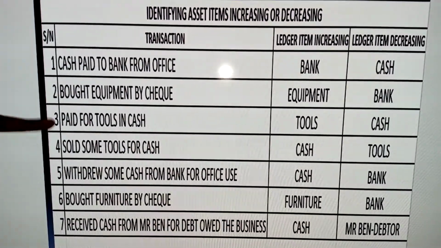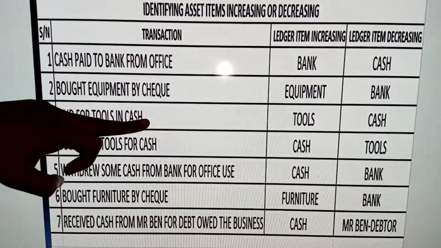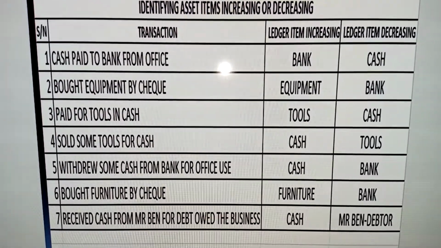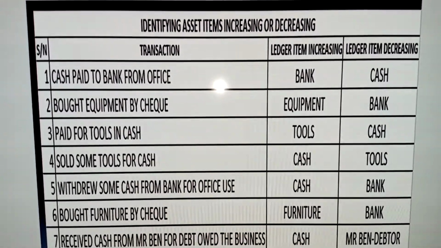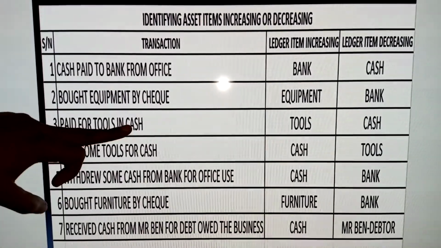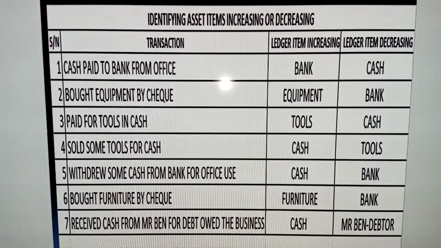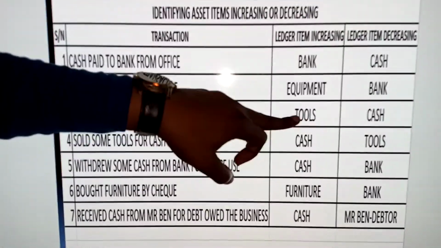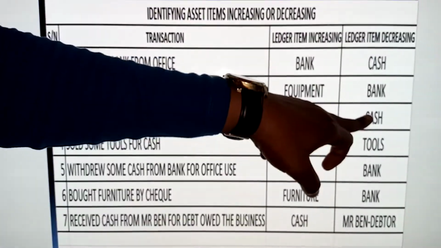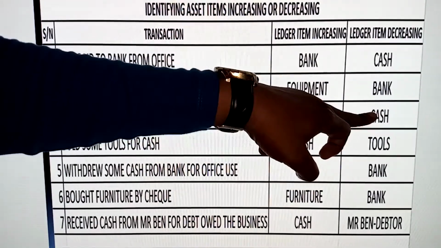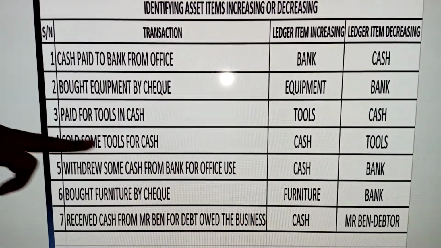So the next one said paid for tools in cash. If you're paying for tools, it means you're having more tools. And you're paying it in cash, that means cash is reducing. So our tools here is the ledger item increasing. Cash here is the ledger item what? Decreasing.